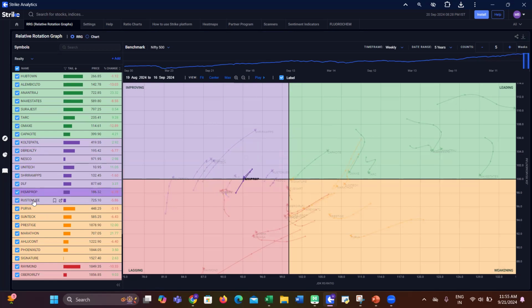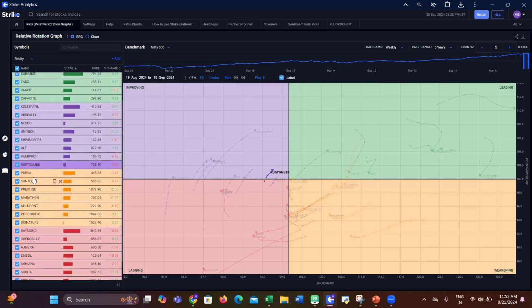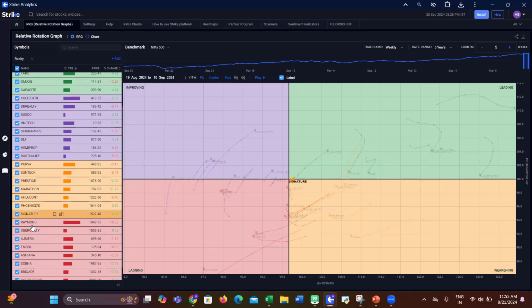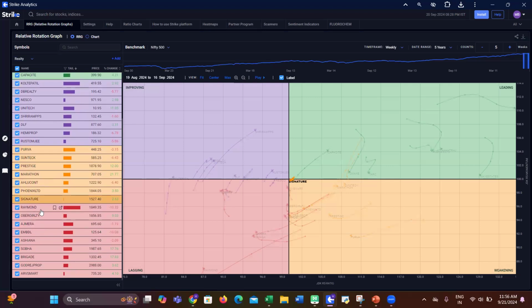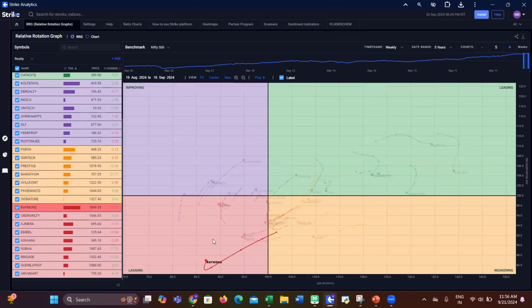DLF again, right? Purva, I just want to see any Nirvana moment. Yeah, Prestige. I can sense some Nirvana moment over here. So keep an eye on this. Marathon, there was a reduction and now it is going back. So very interesting. Okay, I think this is very interesting to see. Phoenix, no. Signature, very stable movement, not a significant increase or decrease. So it's like consolidating.